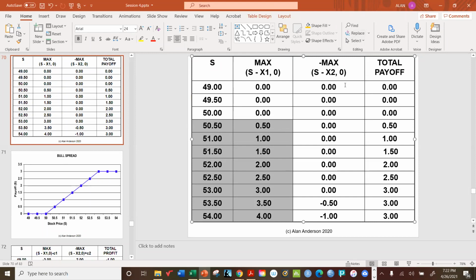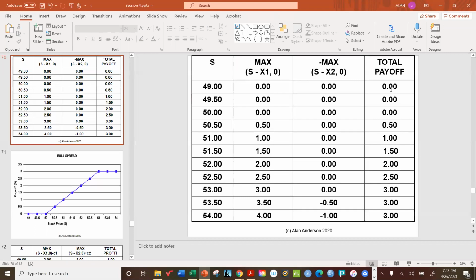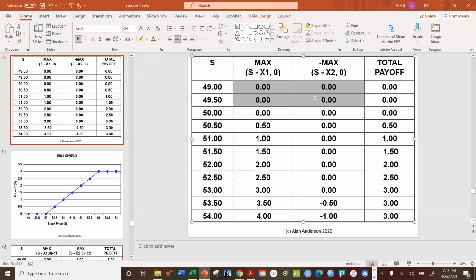On this side, though, we're actually selling a call with a strike of 53. So we have all these zeros here, and once we get above the strike of 53, I'm suffering losses down here. And then in the far right column, all I've done is add these two together. And look what happens now. The payoff starts at 0, then it goes up for a while, and then it hits a peak of 3, and then it never changes again.